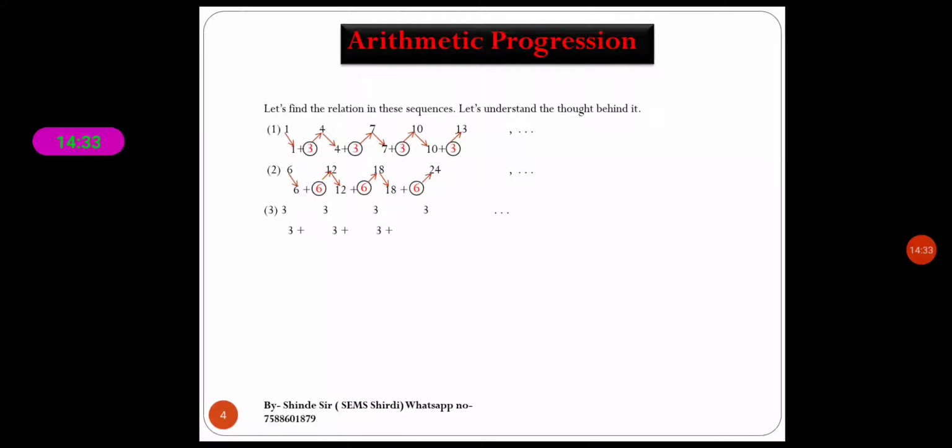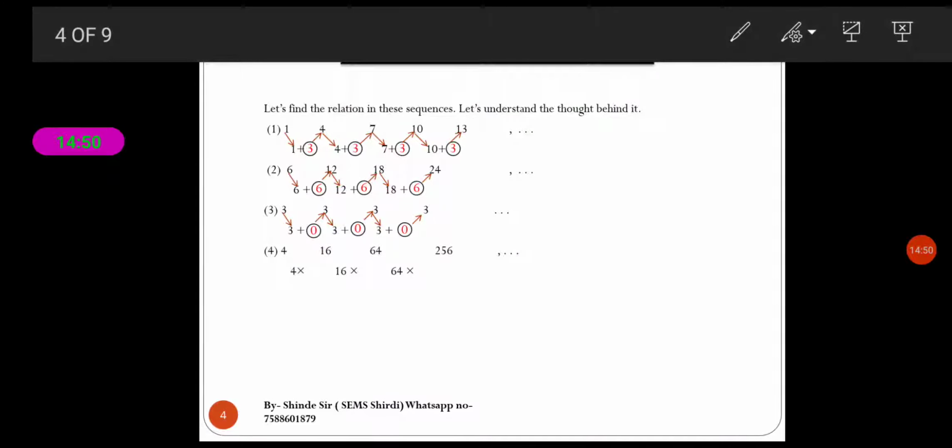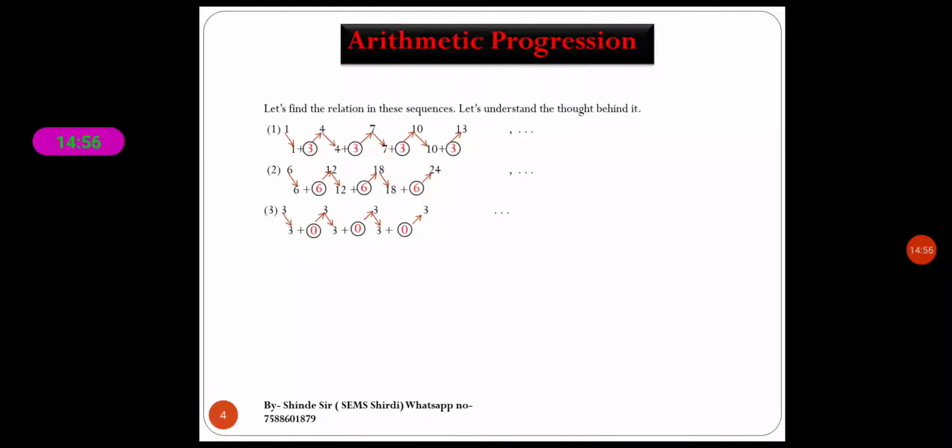In the third example, the sequence is 3, 3, 3, 3, 3. Now if we add 0 to each term, what do we get here? 3 plus 0 is 3, 3 plus 0 is 3, 3 plus 0 is 3. Okay, means in the above three sequences, if we add a particular number, then we get the next number. Now we see the fourth example.